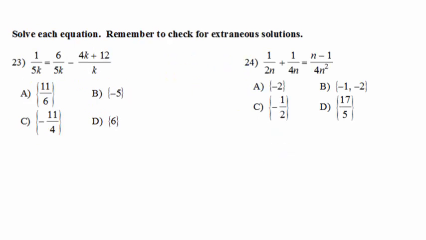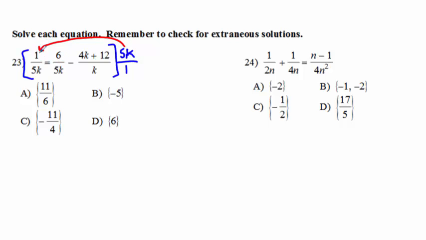On 23 and 24, we're trying to solve. And so we want to multiply by the common denominator for all these fractions. So on 23, I have 5k, 5k, and k as my denominators. So my common denominator has to have 5k and has to have k. So I'm going to multiply everything by 5k over 1. So I'm going to distribute that to each of these fractions.